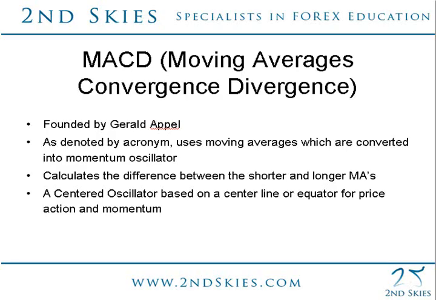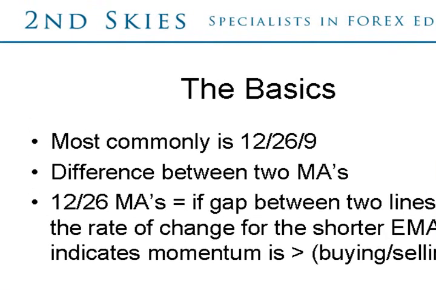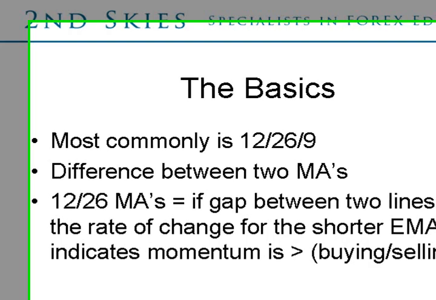And it's also a centered oscillator, which means that it has a center line, or an equator, or a line down the middle for price action and momentum, generally signifying whether we're in bullish or bearish territory. The basic setup for it is 12, 26, and 9 periods in terms of your inputs, and it's really, as I mentioned, measuring the difference between the two moving averages.